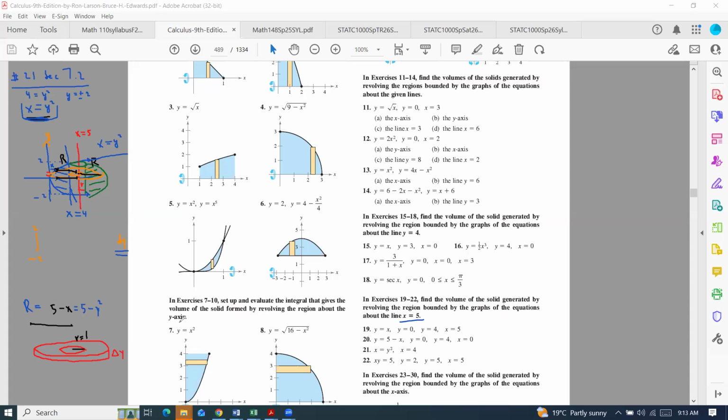So what do I do now? Well, now I have to use my disk or washer formula. The disk area was pi r squared, right? So it was pi, and then from the big R, I have to subtract the little r. From pi times big R squared dy, I have to subtract pi little r squared dy. So the big R is now here, so I just plug things in. It is 5 minus y squared.